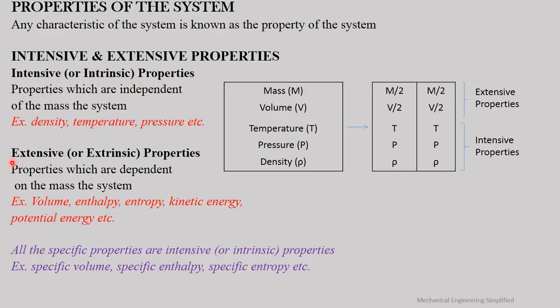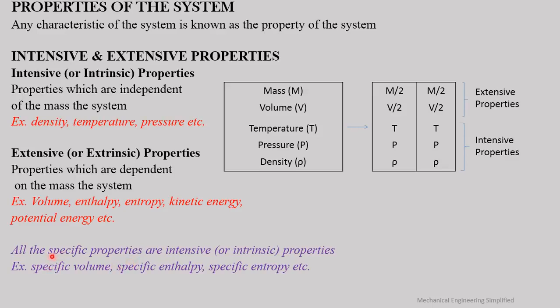Another classification is extensive or extrinsic properties. What are those? Those which are dependent on the mass of the system. They are known as extensive or extrinsic properties. Examples are volume, enthalpy, entropy, kinetic energy, potential energy, and many more. And all the specific properties are intensive or intrinsic properties. What does this mean? What is a specific property? Any property per unit mass is known as a specific property.